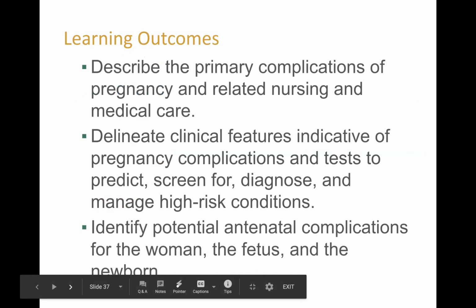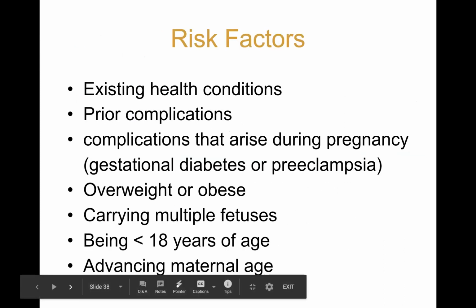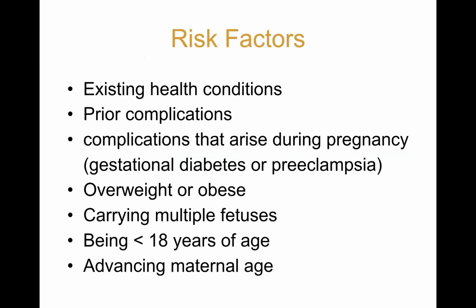All right, so the learning outcomes here, we're going to talk about the complications of pregnancy. We're going to talk about complications, tests, diagnosing, and managing high-risk conditions, and talk about potential antenatal complications to the woman, the fetus, and the newborn. So risk factors: pre-existing health conditions, prior complications, overweight, obesity, carrying multiple fetuses, being very young, and being very old. Hint, hint. So they are your risk factors for having a high-risk pregnancy and having complications.